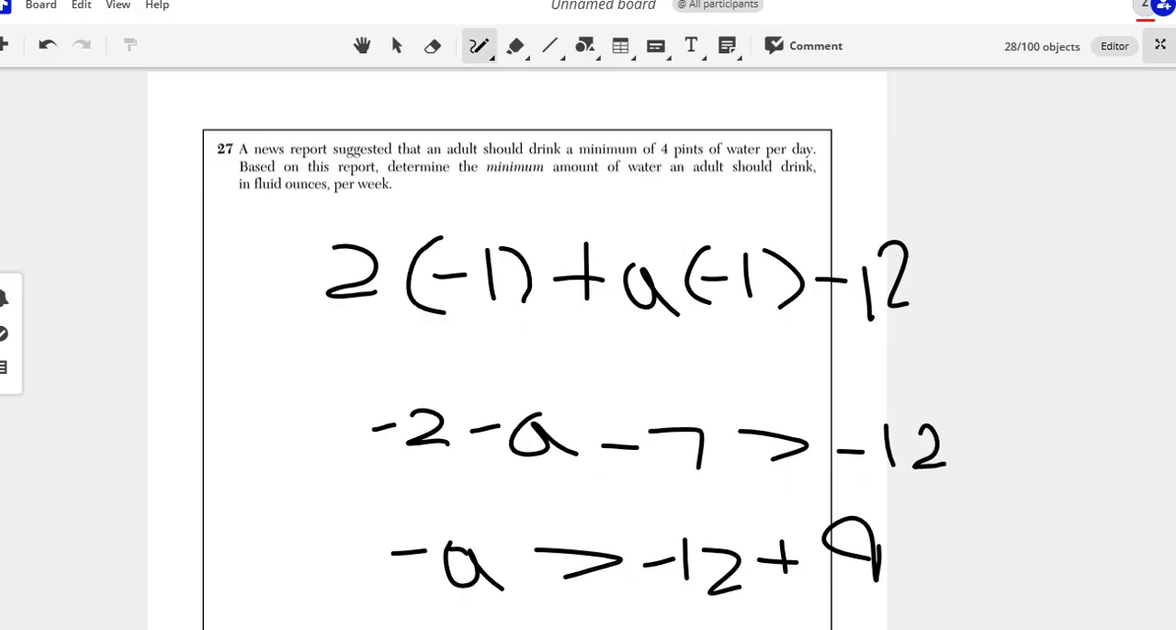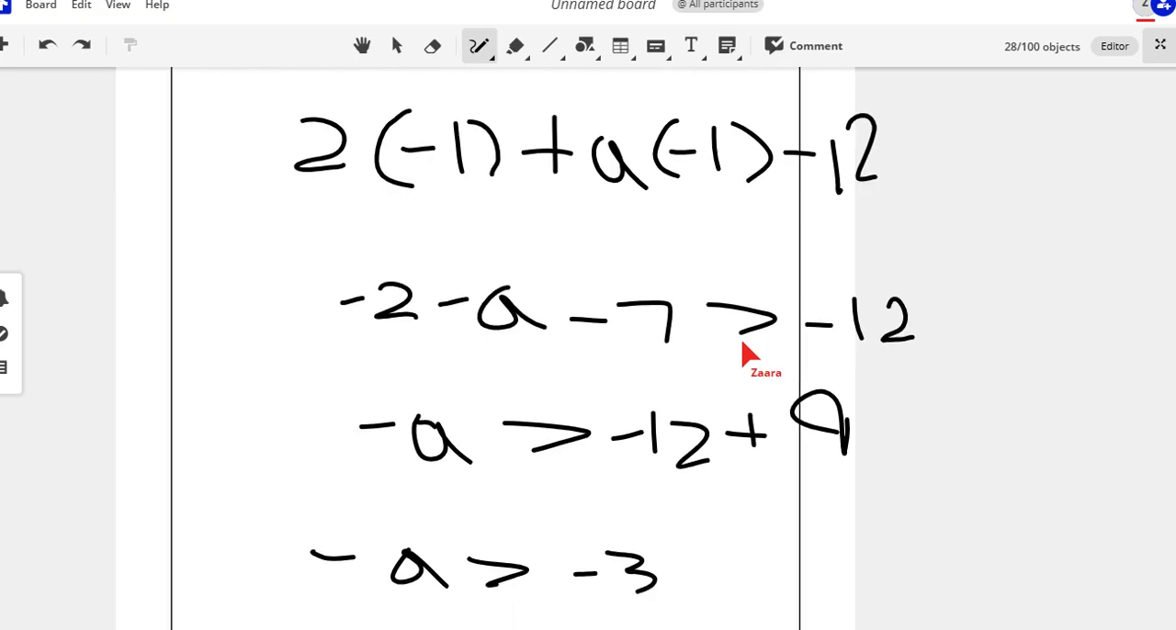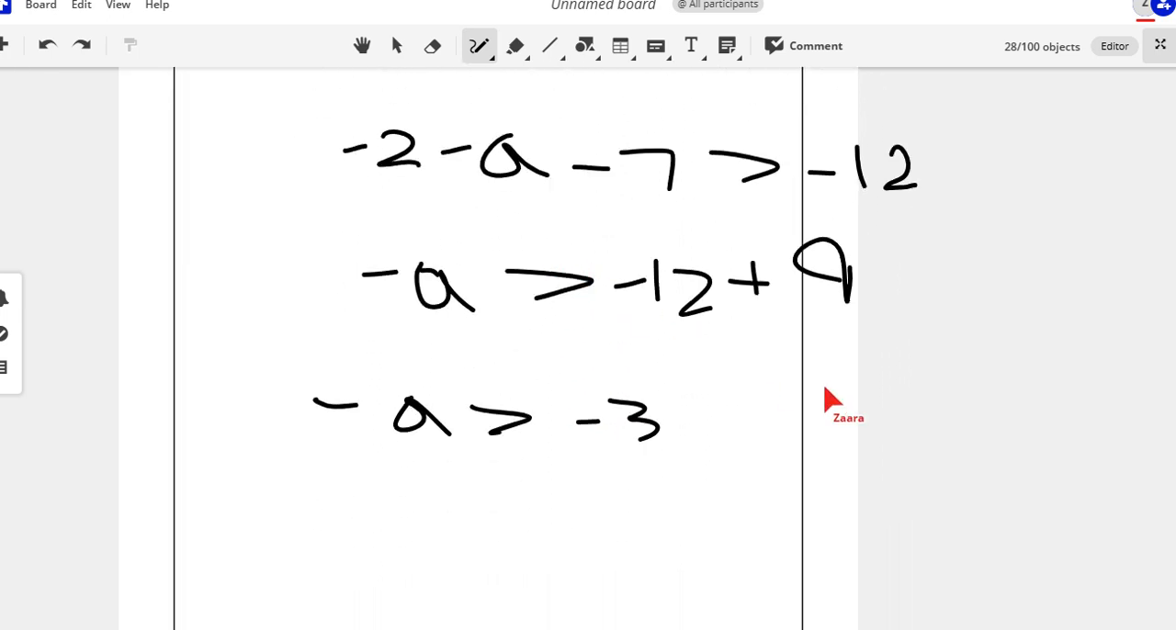Zara, what is this? Is it an inequality sign? Yeah. Let's try to mark it. It is confusing. Here it is. This one is the inequality sign, right? Yeah. Okay. Let's proceed.